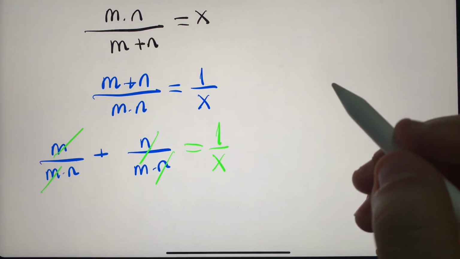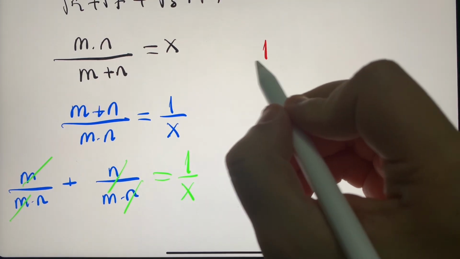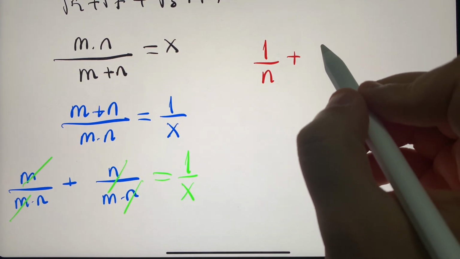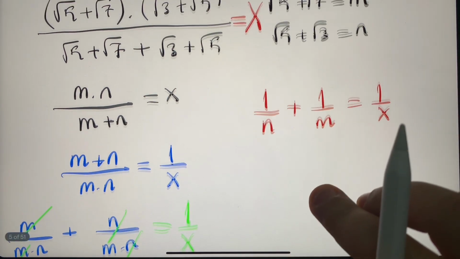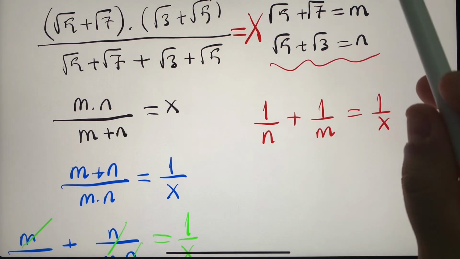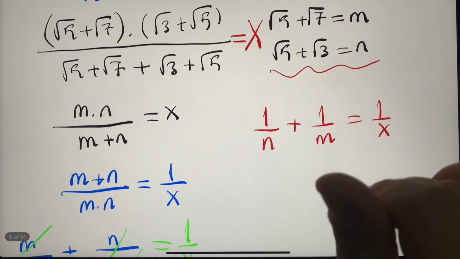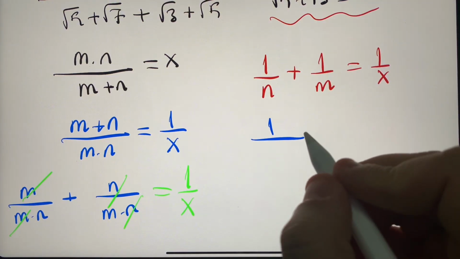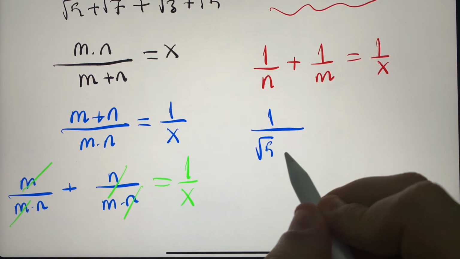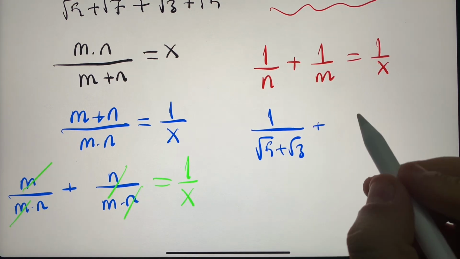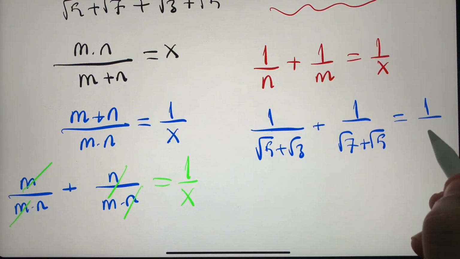If I continue my operations a little more, what happened? Let's write it like this: 1 divided by n plus 1 divided by m is equal to 1 divided by x. Now, instead of the names I gave at first, I'm taking the expressions back. What did we say? N is root 5 plus root 3, and M is root 7 plus root 5, equal to 1 over x.